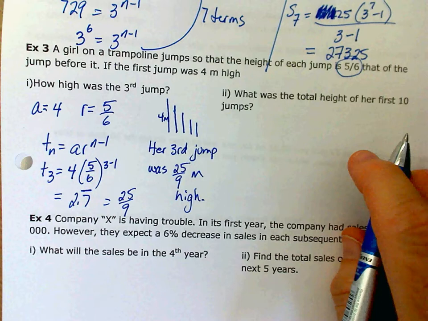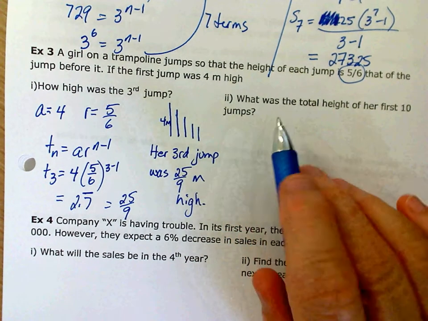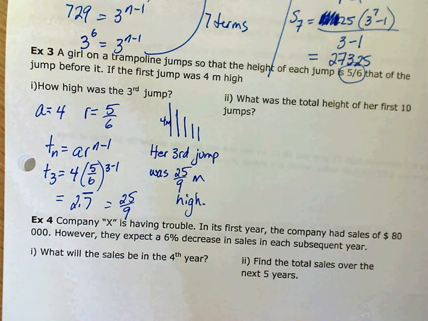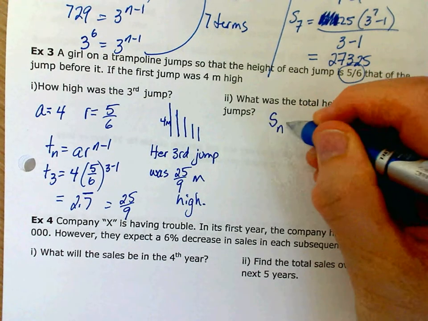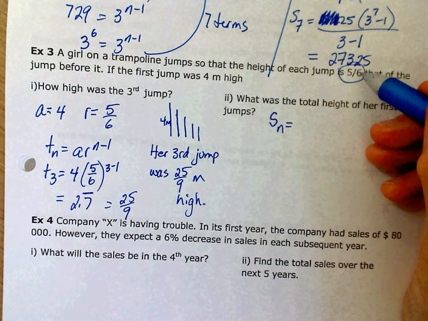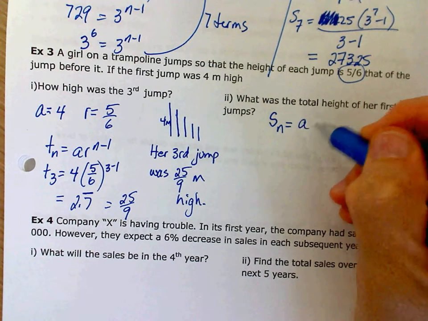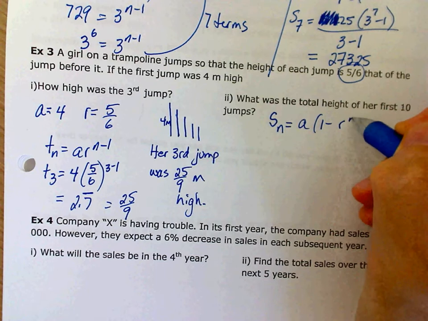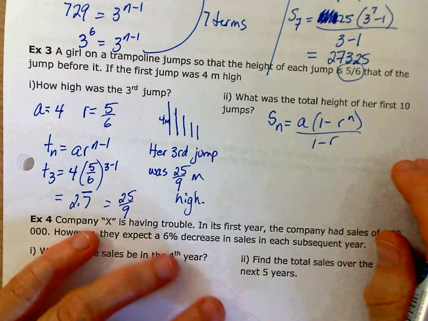What was the total height of her first 10 jumps? And now you have to use the geometric series. Sn equals, because R is less than 1, I'm going to use A times 1 minus R to the n all over 1 minus R. I personally prefer that, but I don't care which one you use.